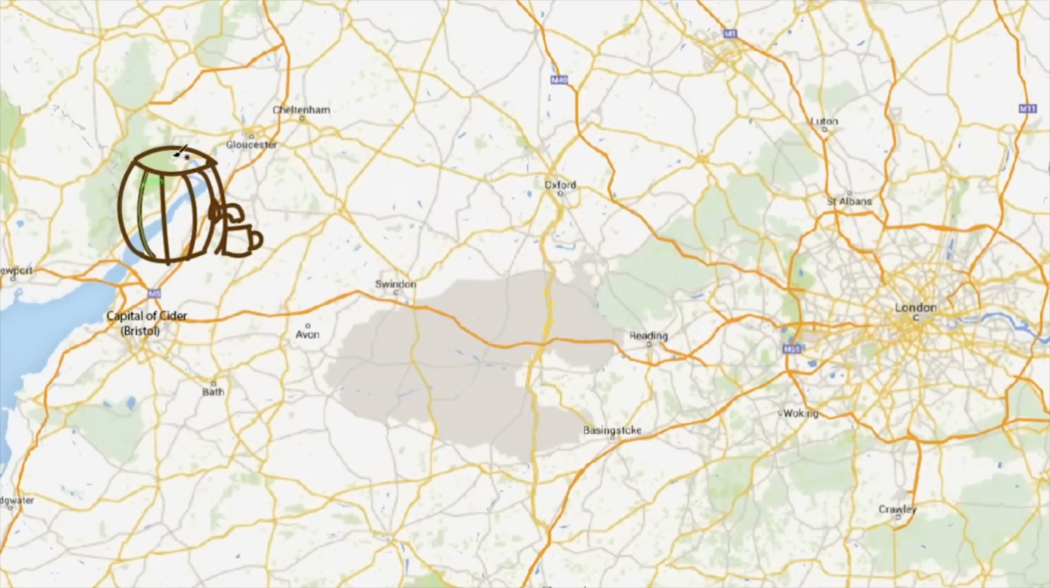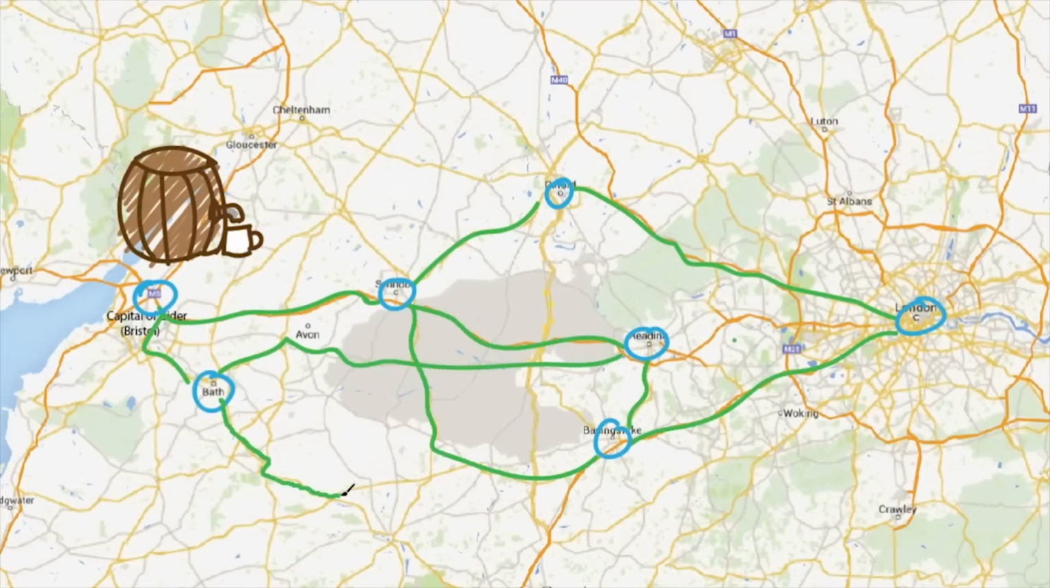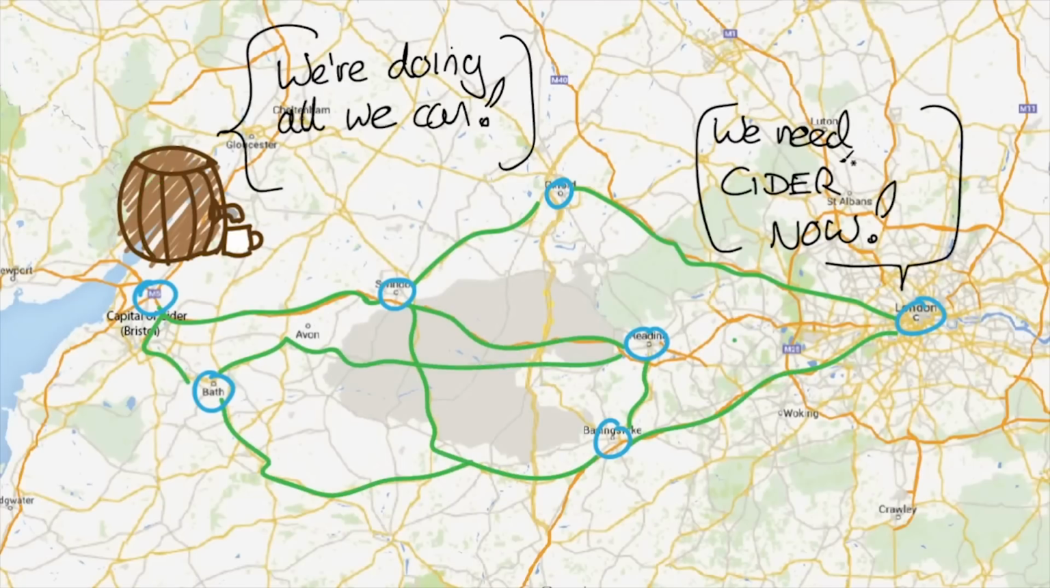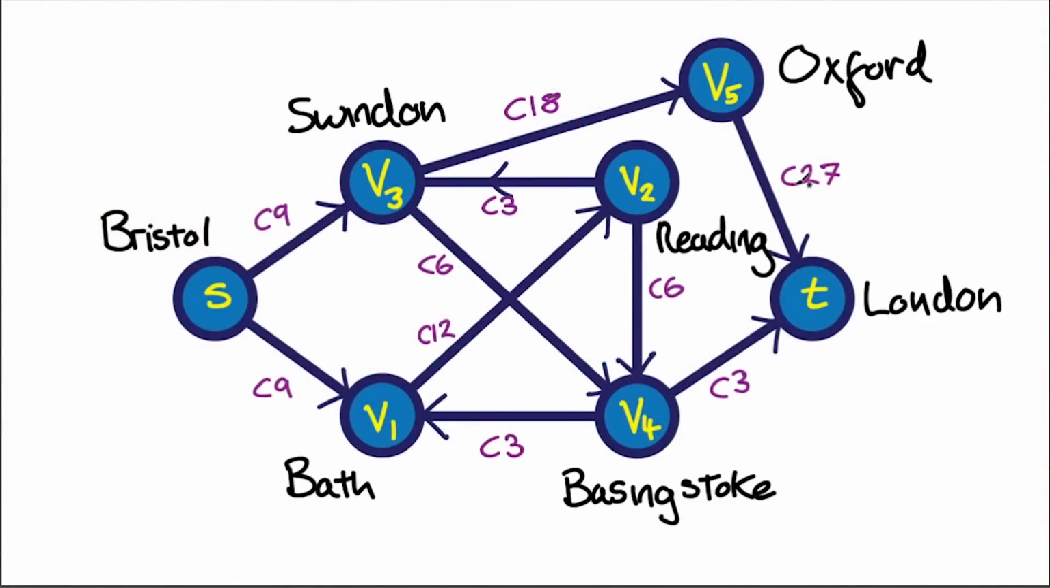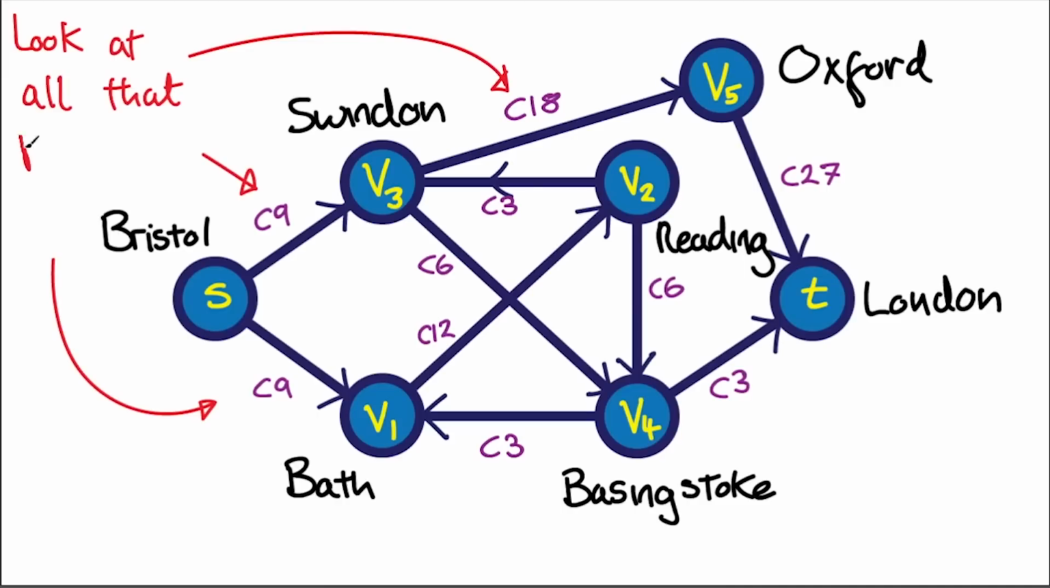So let's work through a problem together. Imagine you work for a cider shipping company based in Bristol. You want to maximise the flow of cider shipments from Bristol to London through various transport routes. Here is a graph of the maximum number of crates you can ship between certain cities. What is the maximum amount of cider we can ship?